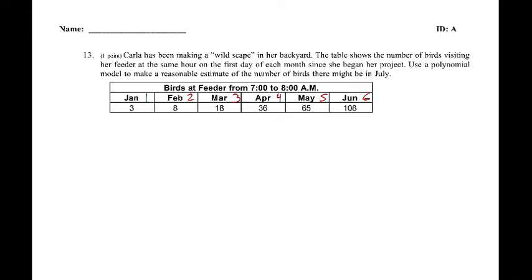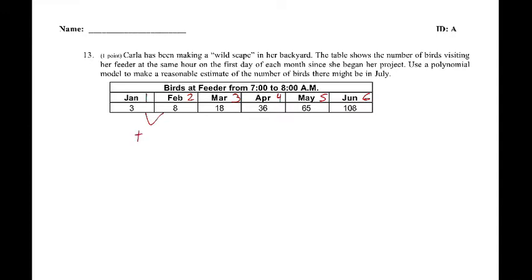So before I punch this into a calculator, sometimes we can determine what type of function it is going to be so that we don't need to test every quadratic and cubic and quartic regression. So let's take a look at our y values, the number of birds. Looking at the first and second differences, maybe third differences, maybe fourth, heck, maybe fifth. But let's check them out.